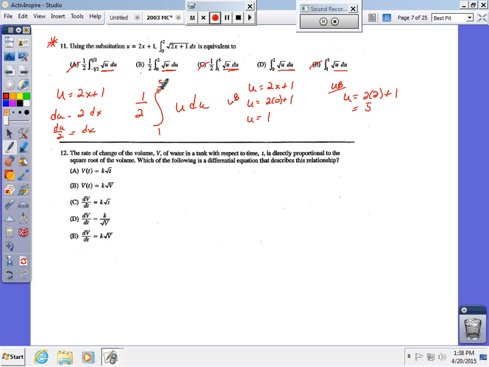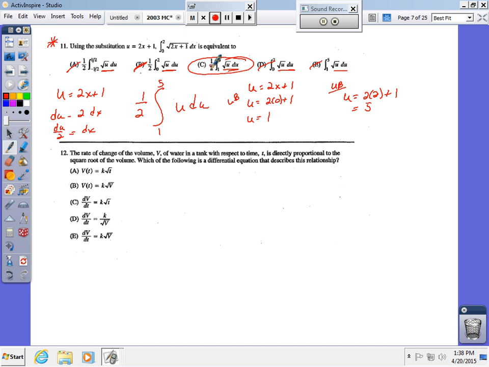Oh, wait a minute, what the heck did I just do? I crossed out all the wrong ones. I thought the lower bound was 0. But anyhow, you see my mistake. The lower bound's 1. So it can't be that one, can't be that one. It's got to be C. And it can't be a half because there's not a 1/2 out in front.